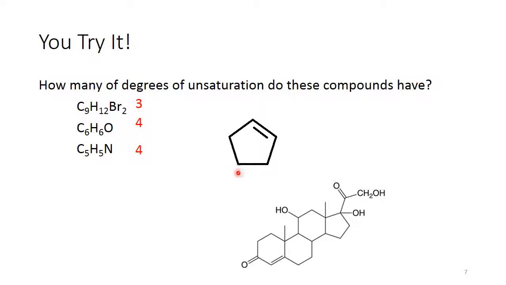If I look at this compound, I can do it by sight. A ring plus a double bond gives me 2 degrees of unsaturation. If I look at this compound, again, I can do it by sight. There is 1 double bond, 2 a ring, 3 a ring, 4 a ring, 5 a ring, another double bond is 6, and another double bond is 7.